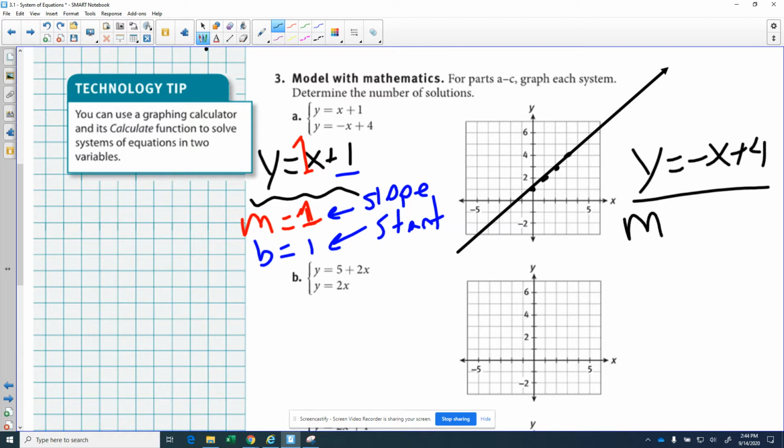Same process. In this case, we have a negative x to start, so our m is going to be equal to negative 1. We have a b value equal to 4, our starting point. So I'll go ahead and mark this one with the blue dot. We have a starting point at 4, and we have a slope of negative 1. So we're going down 1 over 1 each time to get a graph like so.